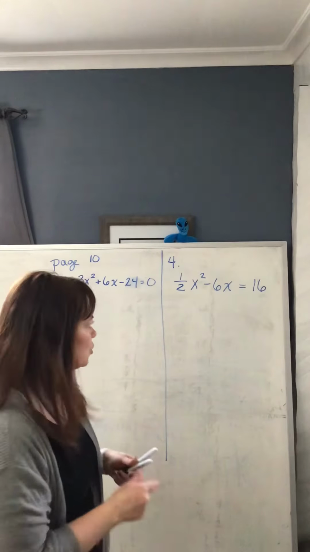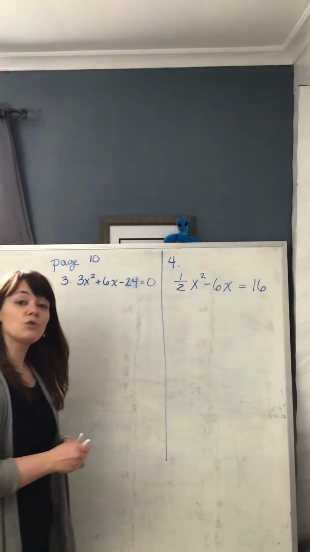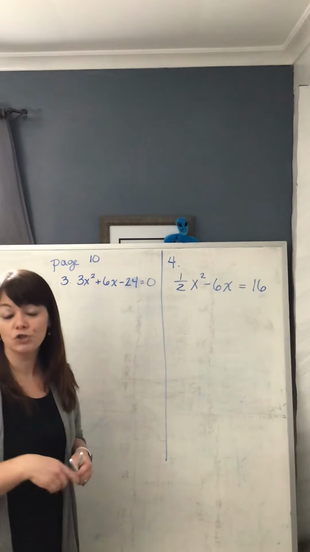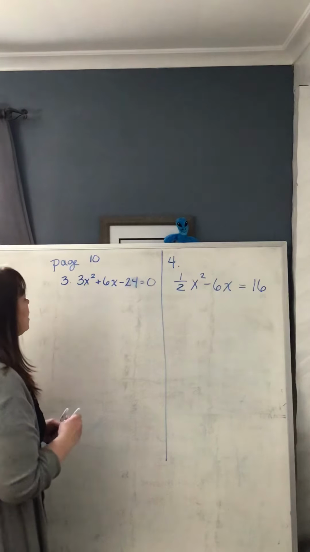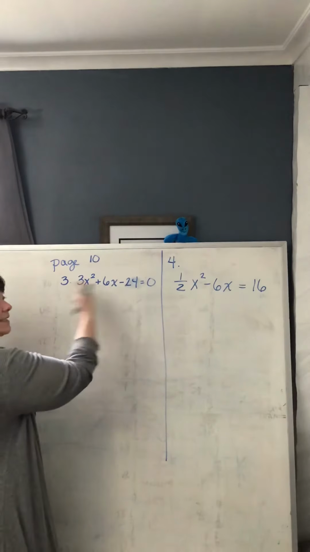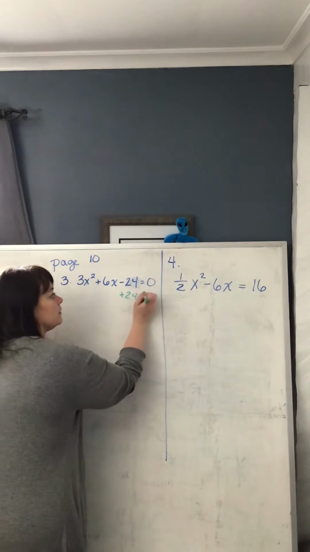Okay, completing the square. Here we go. I'm doing problems 3 and 4 on this page. I think those are the harder problems, and then I'll let you guys do 1 and 2 on your own, and then you can check with the answer key. Here we go. Completing the square. X is on one side, number that's by itself, the constant, on the other side.